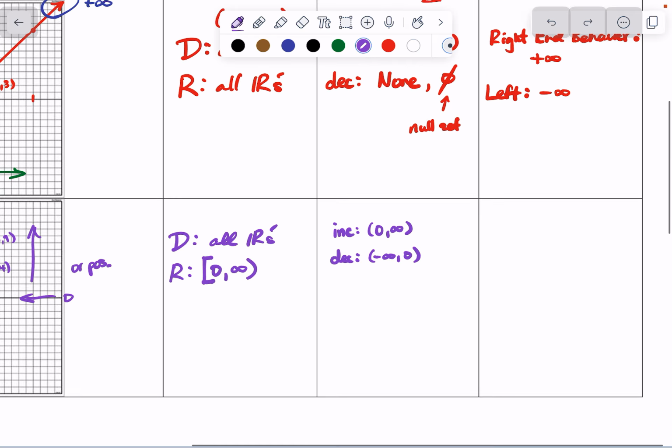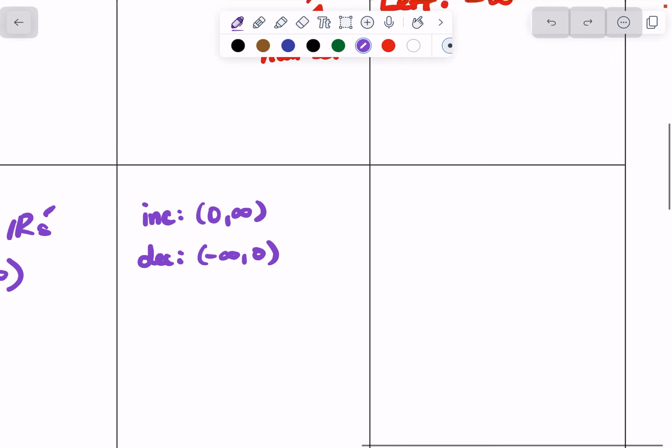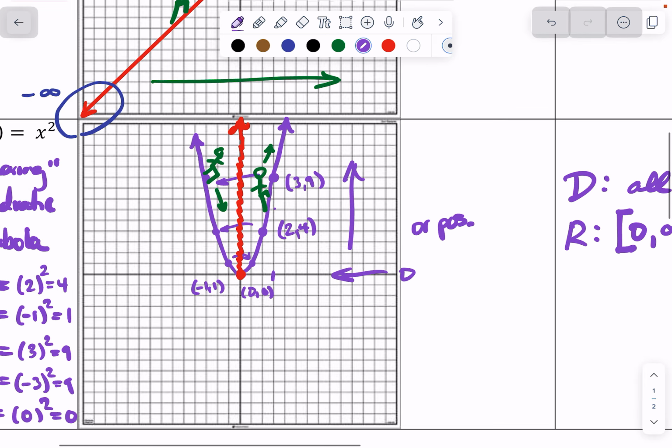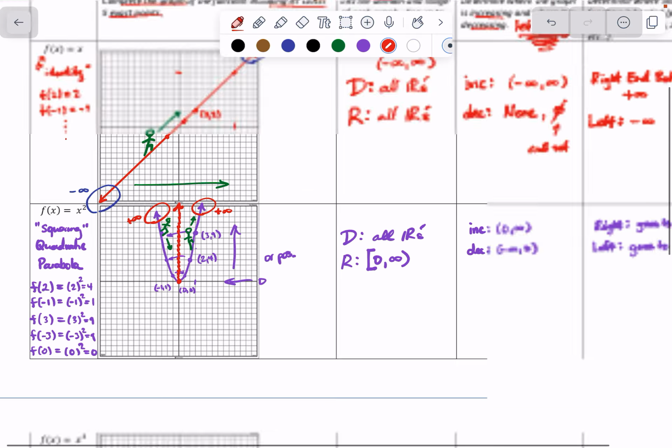Cool. End behavior, right? So if we talk about right end behavior, the function is going up and to the right, so it goes to positive infinity. The left end behavior also goes to positive infinity, right? So on the graph, that's talking about this and that, right? They're both going to positive infinity. Okay, cool.